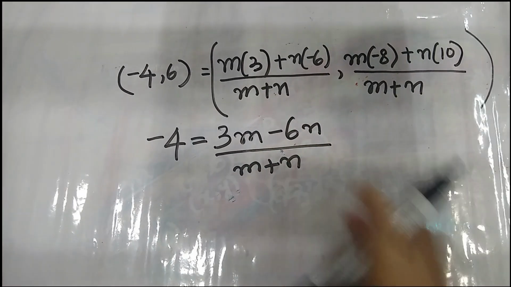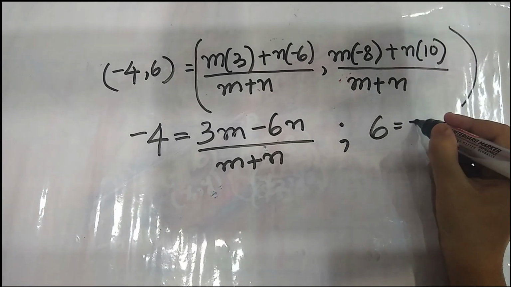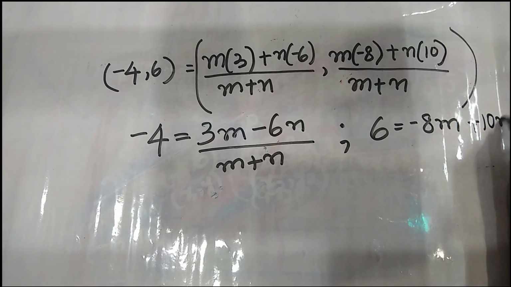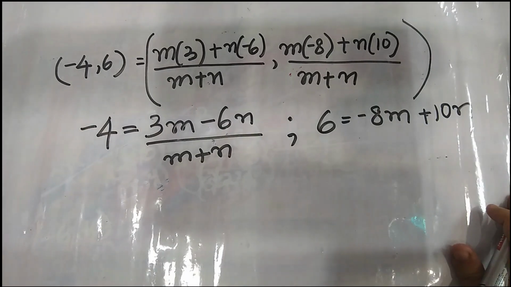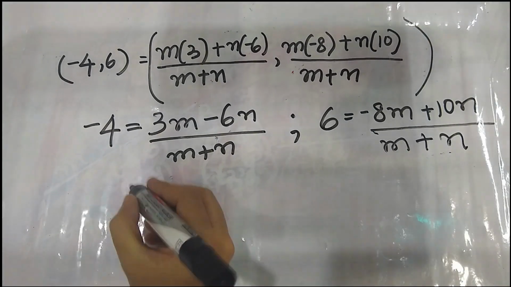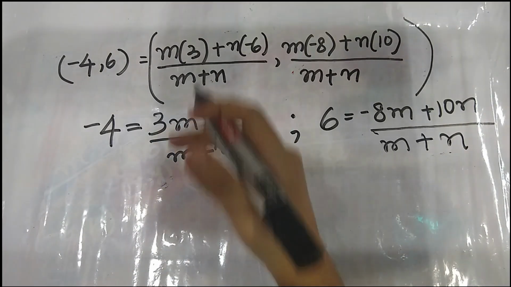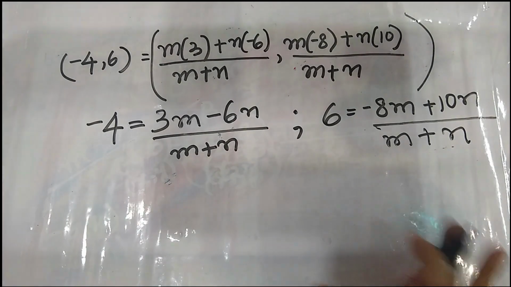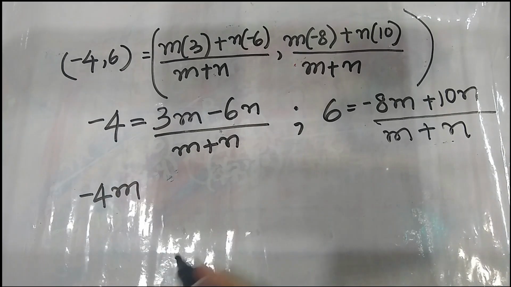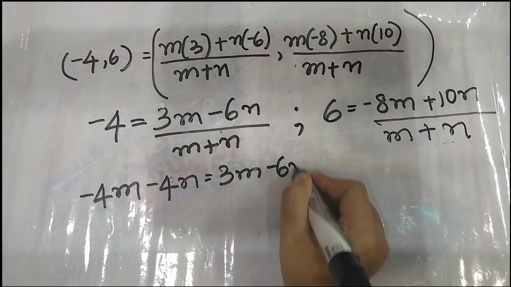The same thing can be done for y. 6 equal to minus 8m plus 10n divided by m plus n. Alright. Now, if you cross multiply here, let's do the x part first and then go to the y so that we don't get confused. So if you cross multiply here, you get minus 4m minus 4n is equal to 3m minus 6n.